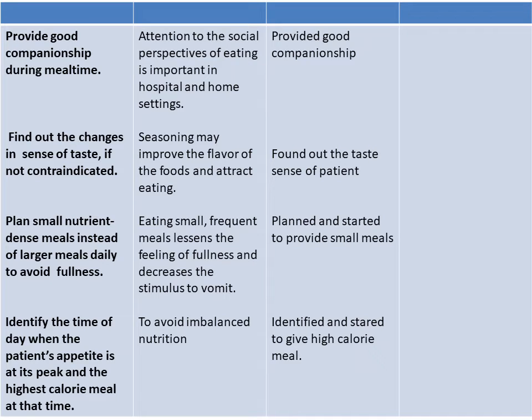Then find out the changes in sense of taste, if not contraindicated. Sense of taste is very important, especially if they have gustatory or olfactory hallucinations, which means they will feel a different taste. You have to find out what type of hallucination they have, whether gustatory, olfactory, visual or tactile, and what taste they are feeling, and change the flavor of food based on that. Like that you can write in the implementation column.